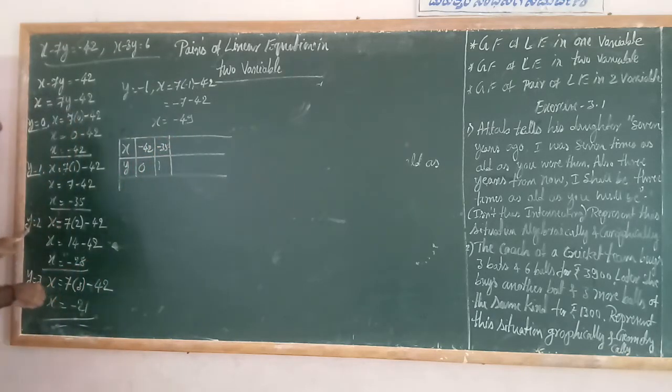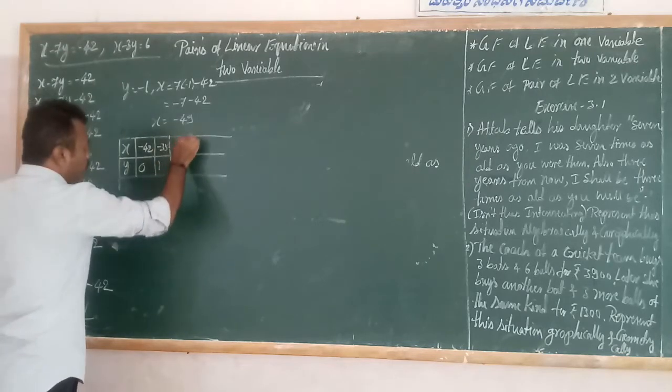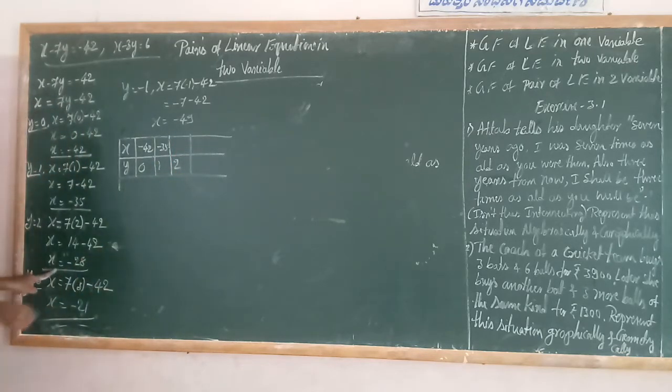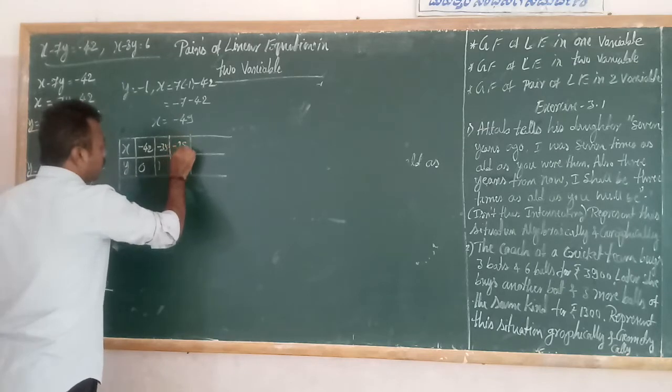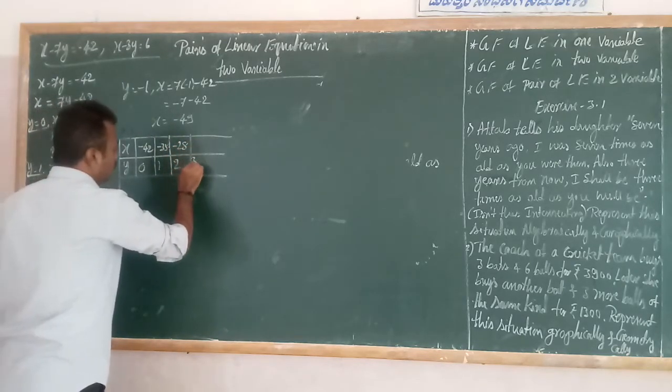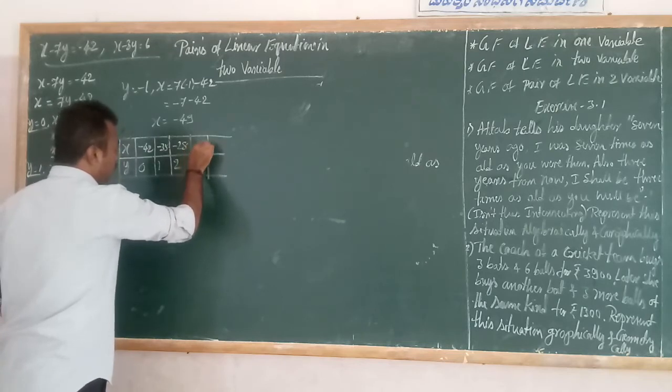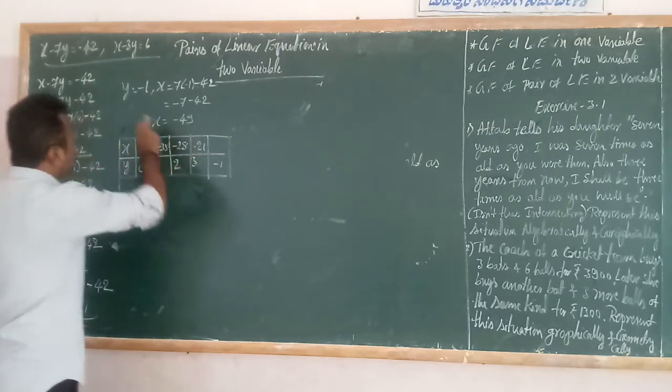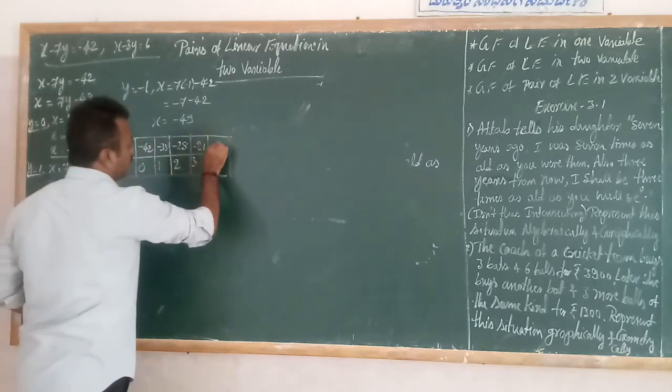And y is equal to 2. What is the value of x? Minus 28. Like that. y is equal to 3, x is equal to minus 21. y is equal to minus 1, and y is equal to minus 49.